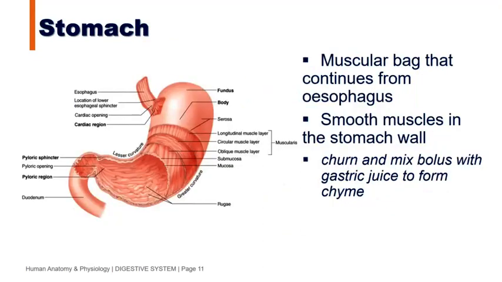And then moving on, you have your stomach. Your stomach is a muscular bag that continues from the esophagus. Remember just now, from the mouth you form the bolus, right? The food bolus. And then it passes through your esophagus. When it is inside your stomach, the bolus or the food ball mixes with the gastric juice, and it forms chyme.